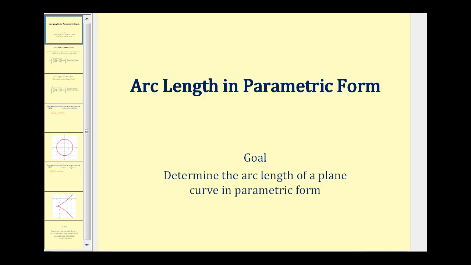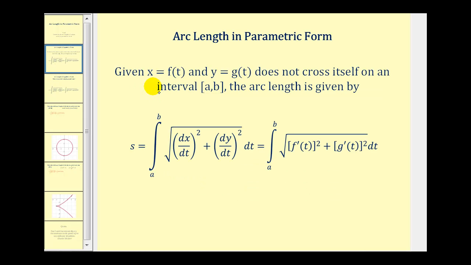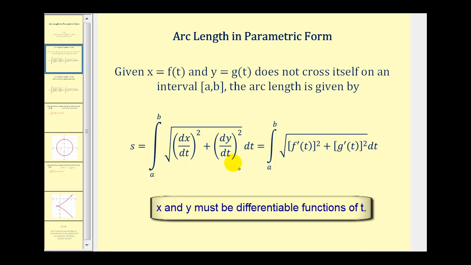Welcome to a video on how to determine arc length in parametric form. So if we have the parametric equations x equals f of t and y equals g of t, and they don't cross each other on the closed interval from a to b, then the arc length is given by the definite integral from a to b of the square root of dx/dt squared plus dy/dt squared, integrated with respect to t. And if we wanted to, we could rewrite dx/dt as f prime of t, and dy/dt as g prime of t.